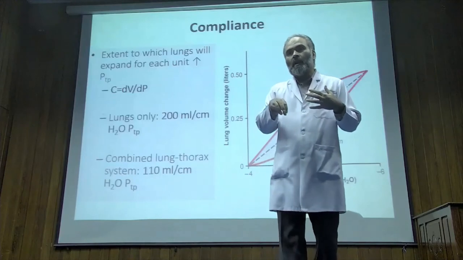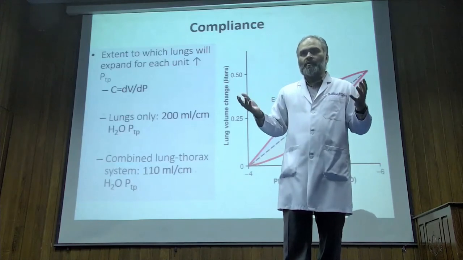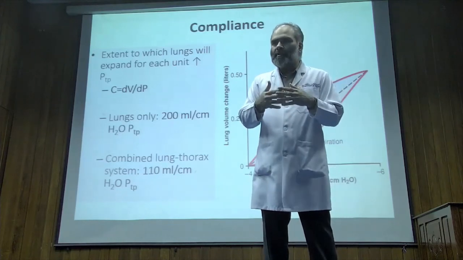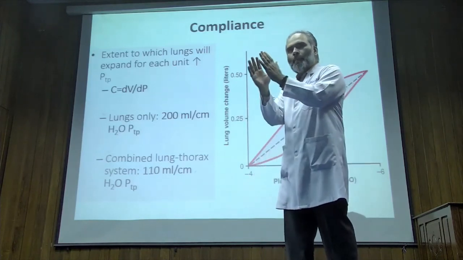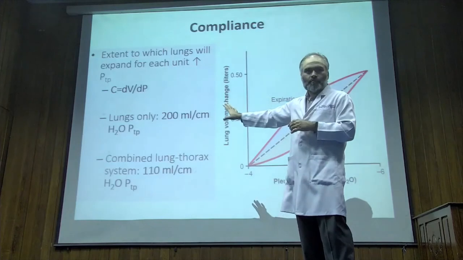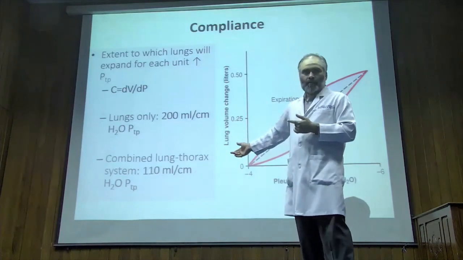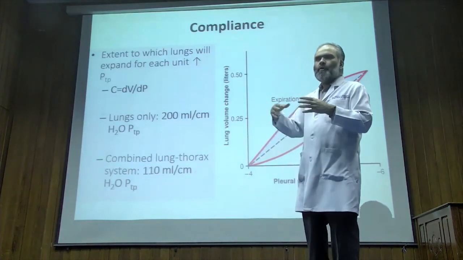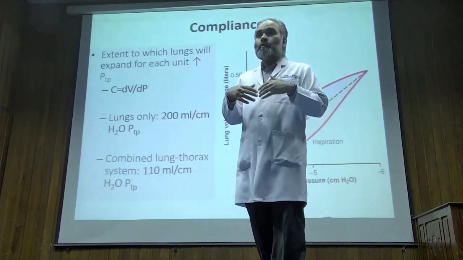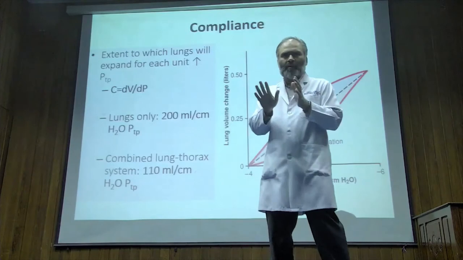So if you take the lung out somehow of the rib cage and expand it, it will obviously expand to a certain extent. However, now you put it inside a bony cage, which will limit its expansion. So the actual amount of total expansion is 200 ml per centimeter water, okay? But when you put it in the thoracic cage, it reduces to 110. Remember this, please. This can be a question in whatever format. The compliance of the lung is significantly more than the combined lung-thoracic cage system. It's a very obvious point.